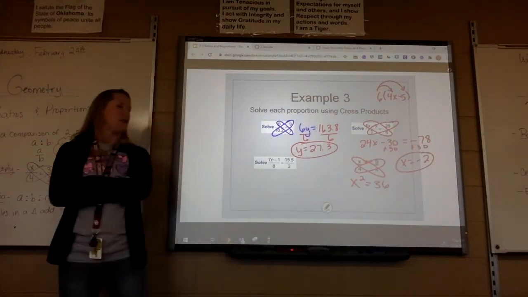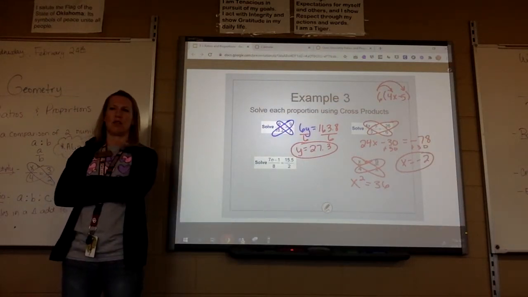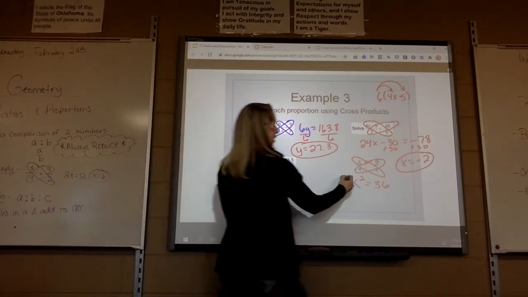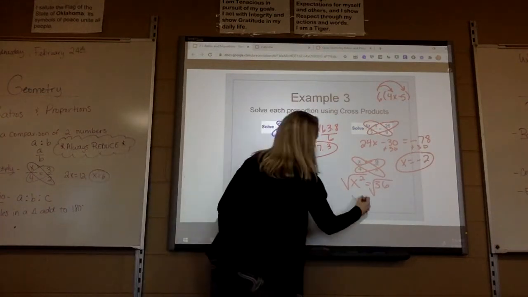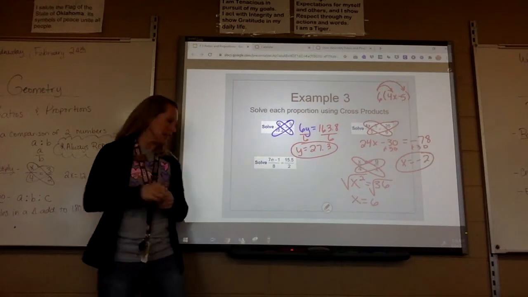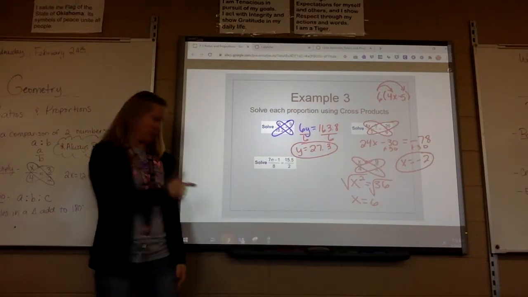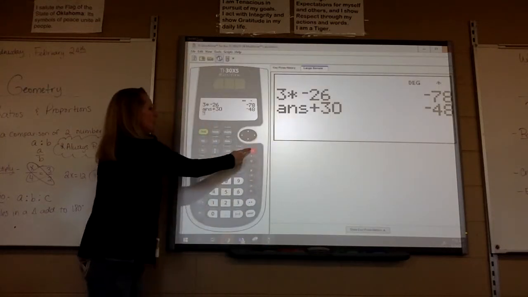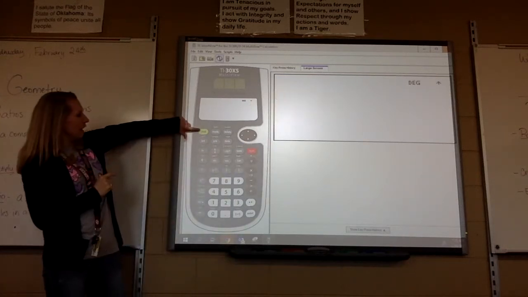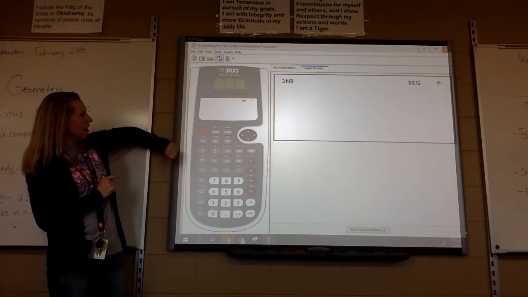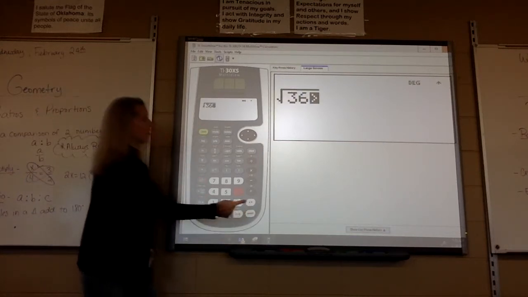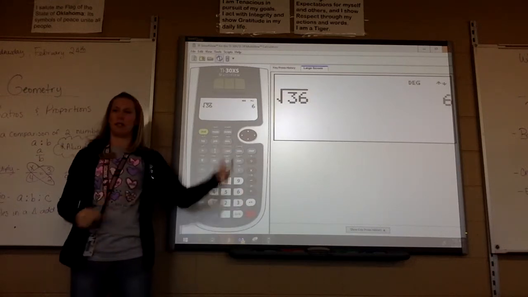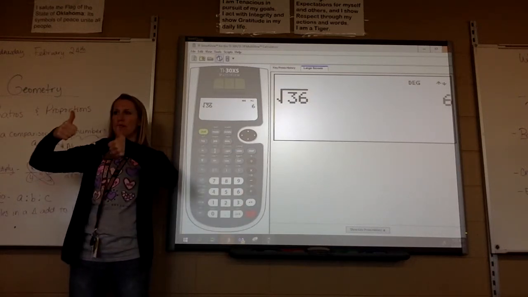How do I solve that if I have an x squared? How do you undo something that's been squared? You square root it. Good. Do you know what the square root of 36 is? 6. Because 6 times 6 is 36. Let me show you how to do that in the calculator if you don't know. So, to square root, you hit the lime green second button, the x squared button, 36, hit enter, and you get 6. You good?